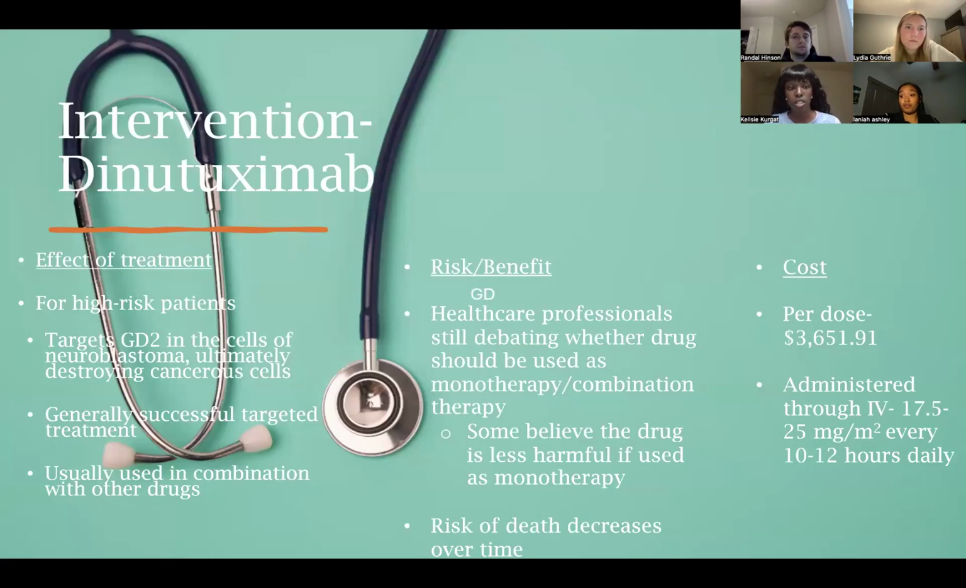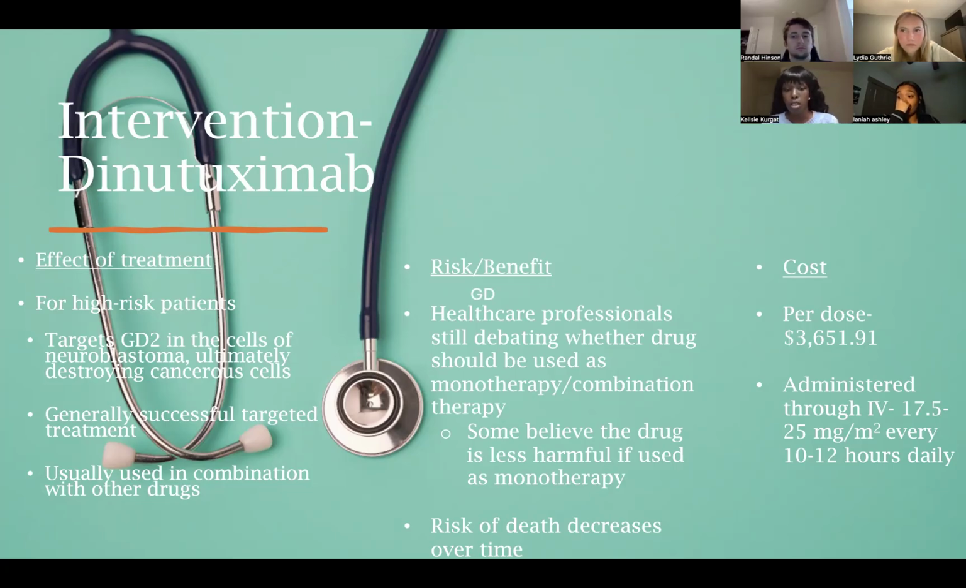So our intervention was dinutuximab, which is a monoclonal antibody drug. It's for higher risk patients, and it targets the GD2 in cells of neuroblastoma, which ultimately destroys cancerous cells. And GD2 is responsible for metastasis. It's a generally successful targeted treatment, and it's usually used in combination with other drugs or other types of treatments. Healthcare professionals are still debating whether the drug should be used as monotherapy or a combination therapy.